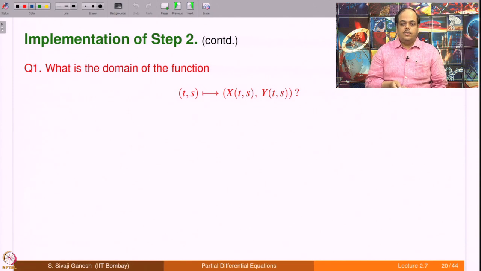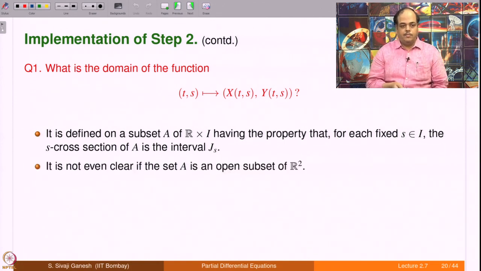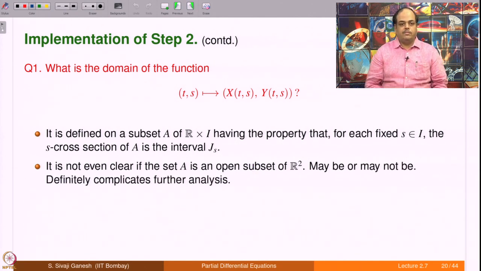Okay, what is the domain of this function? As we observed, for each fixed s, t varies in J_s. So, it is going to be a subset of R cross I. That is all we can describe. It is not even clear whether the set is open, etcetera. But anyway, we will do away with answering these kind of difficult questions, since it complicates further analysis.